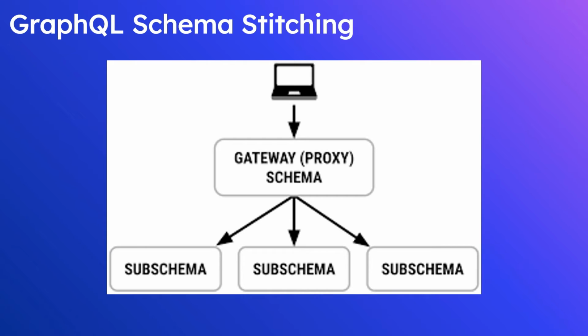Let us now talk about schema stitching. Schema stitching is like creating a big puzzle from smaller pieces. It involves combining multiple smaller GraphQL schemas from different sources into one large schema known as the gateway. This gateway acts like a proxy layer that clients can use to make requests. If you see this diagram, the gateway proxy schema is created with multiple subschemas, subschema 1, subschema 2, subschema 3. Each subschema can represent a different service.